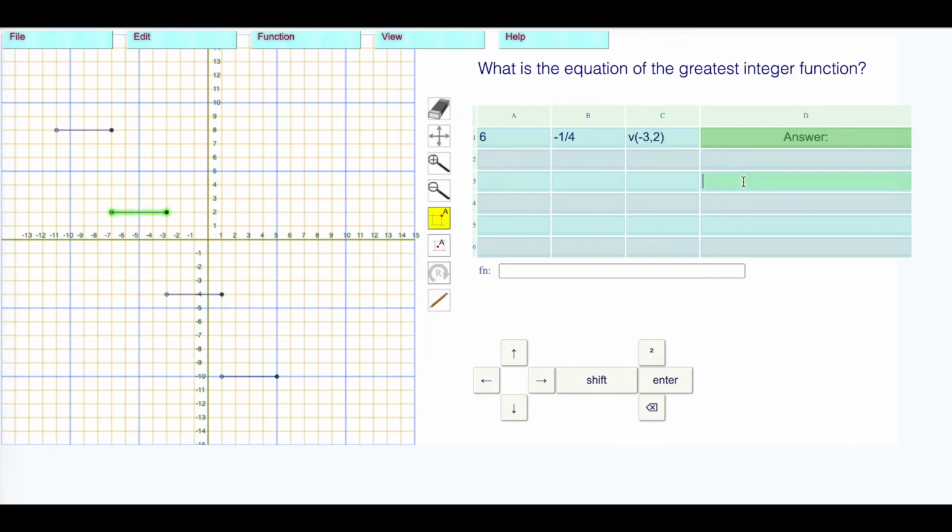The equation is y is equal to A, open greatest integer bracket, B, open regular bracket, x minus h, close the regular bracket, close the greatest integer bracket, plus k. So that's our equation. I'm going to replace the A with 6, the B with -1/4, h with -3, so x minus -3 is +3, k with 2. And then we press enter to check to see if we're right.